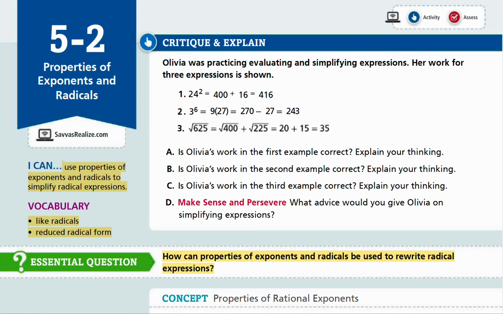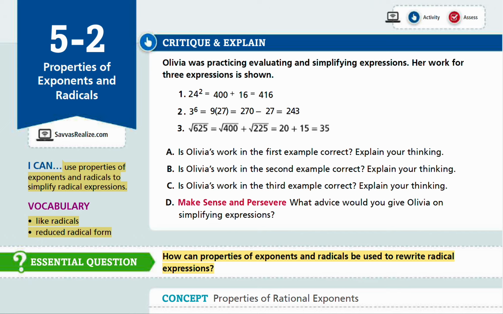Algebra 2, Lesson 5-2, Properties of Exponents and Radicals. In this lesson, we'll be able to use properties of exponents and radicals to simplify radical expressions. The vocabulary that we will look at would be radicals and reduced radical form. Let's start with looking at critique and explain.